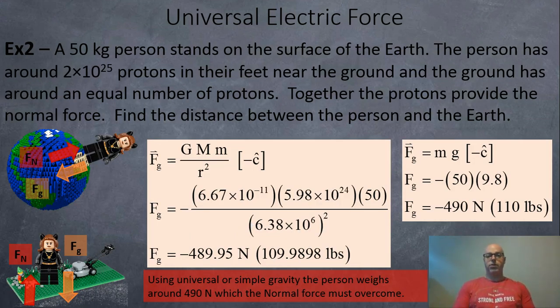Alright, so we'll do another one here. A 50 kilogram person stands on the surface of the Earth. The person has around 2 times 10 to the 25 protons in their feet near the ground. That's just an estimate, I'm not really sure. And the ground has an equal number of protons as well.